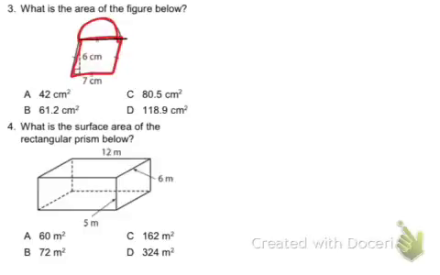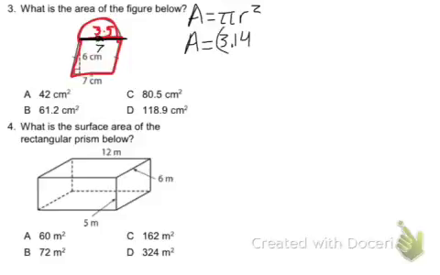So we know that this length here, let's start with the semicircle, that length, the whole length is 7. We don't want the whole length for area, we want half. So half of 7 is 3.5. So let's start with the formula. Area equals pi times radius squared. Area equals 3.14 times the radius, 3.5 squared.